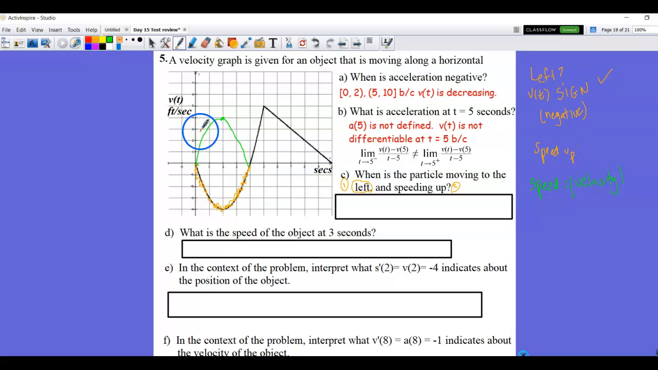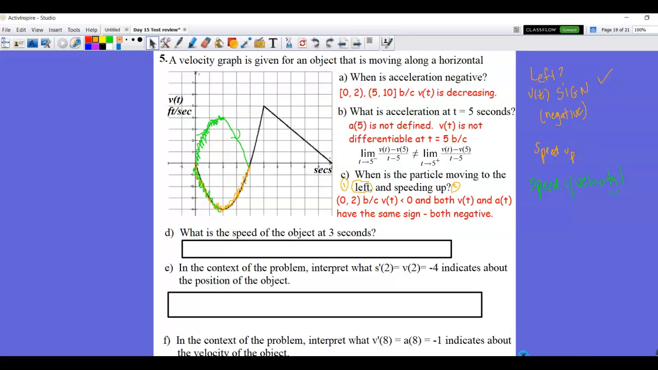And now I can see the particle is speeding up from 0 to 2, and the particle is slowing down, because now I have a speed graph instead of just a velocity graph. So this region right here is the speed up region, which corresponds to this region down here. So now I know the particle is moving to the left and speeding up from 0 to 2. Let's do the great reveal.